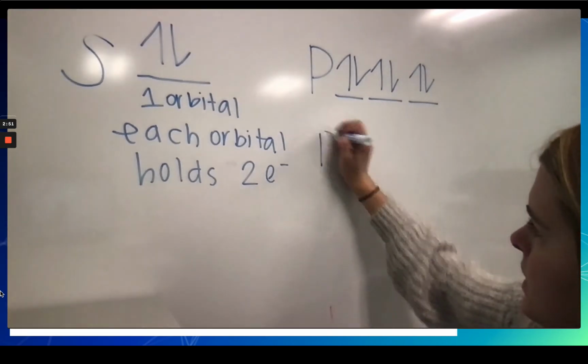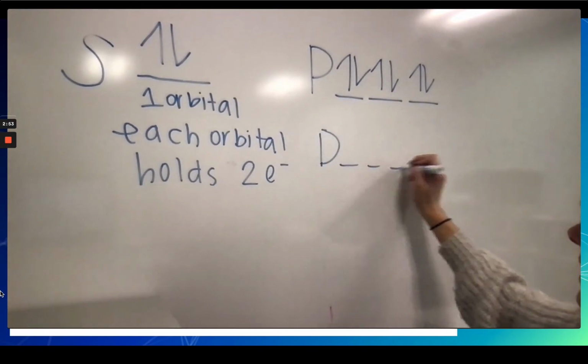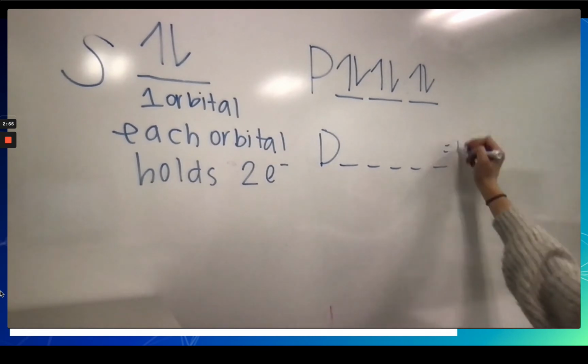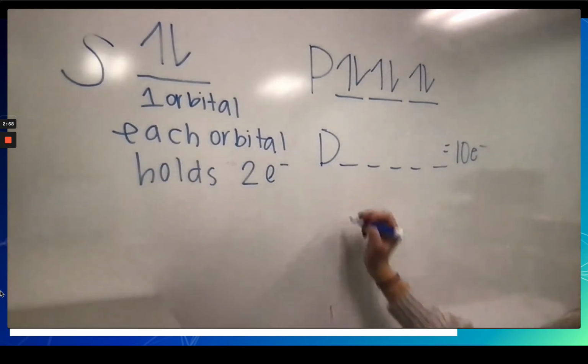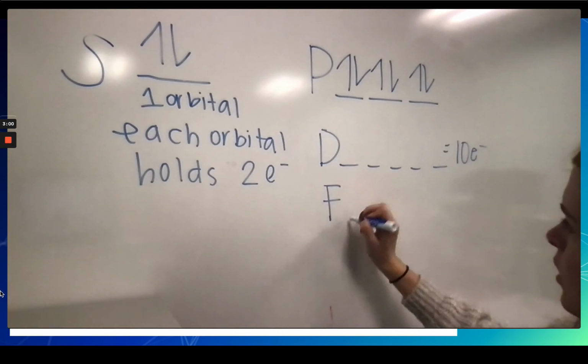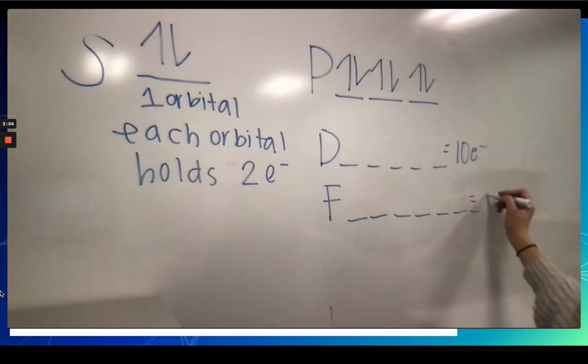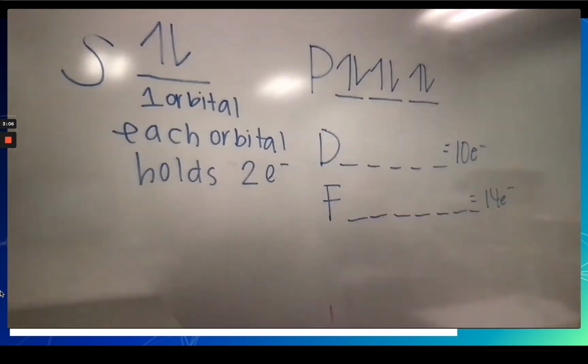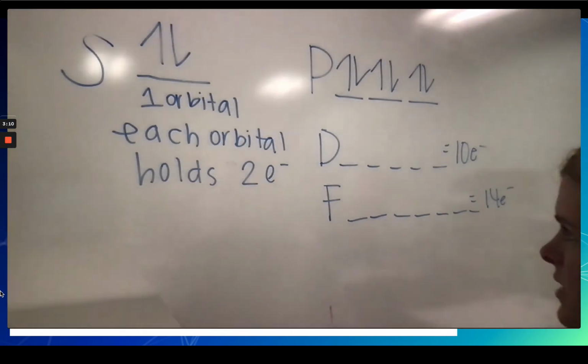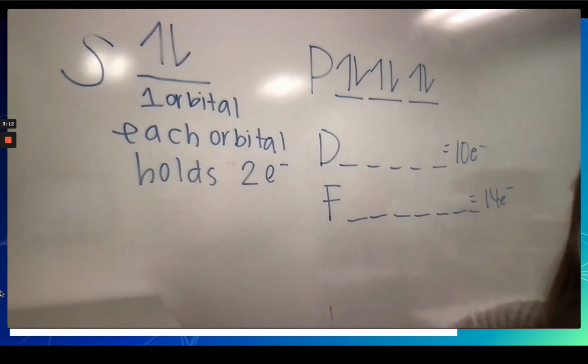The d orbital has 5 spots, so it can hold up to 10 electrons. And the f orbital has 7 orbitals, so it can hold up to 14 electrons. Okay, so that's just a little bit more information about orbitals, how they look, and how many electrons they hold.